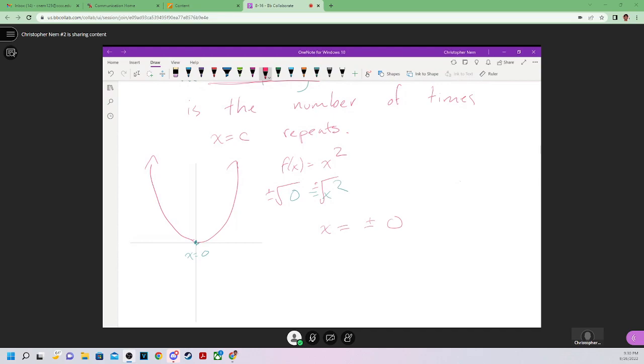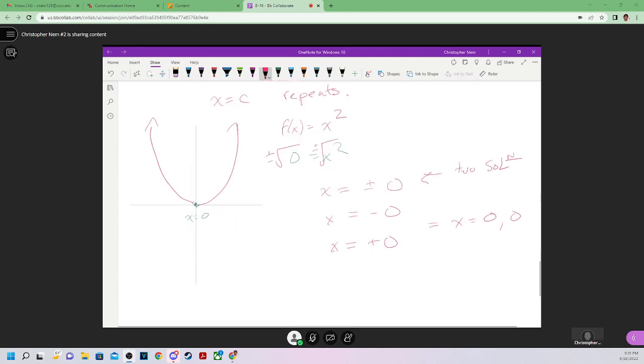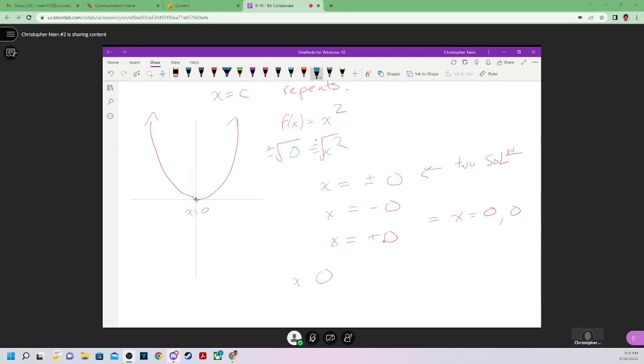But the idea is that I have two solutions. Whether my solutions are the same or different does not matter. I have two solutions. Your solution is x equals negative 0 and x equals positive 0, which are still x equals 0 and x equals 0. Notice I didn't put parentheses around them. I don't want to count it as an ordered pair or an interval. I just want to list my solutions. So that means 0 repeats twice.